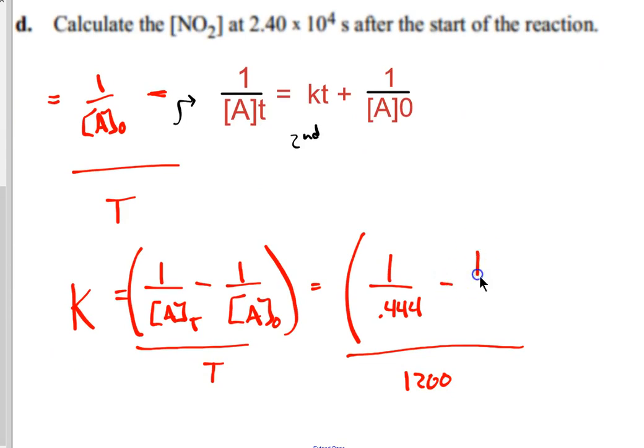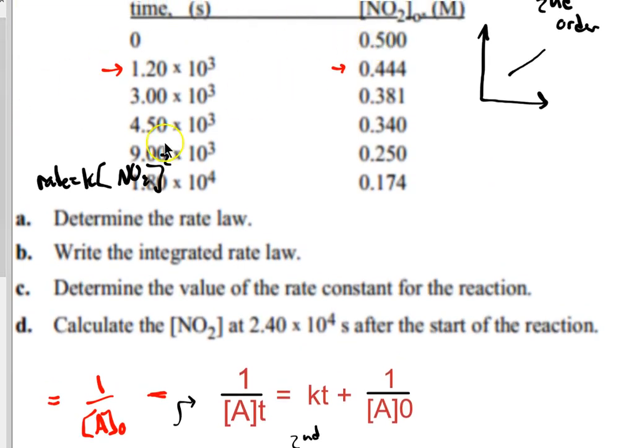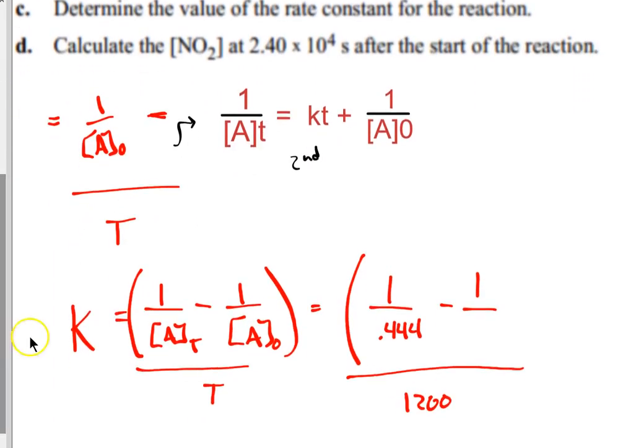All right. Minus 1 over A naught. At A naught, we had 0.5. And I just do this math first. Then I divide by 1200. And that will give me my K value.